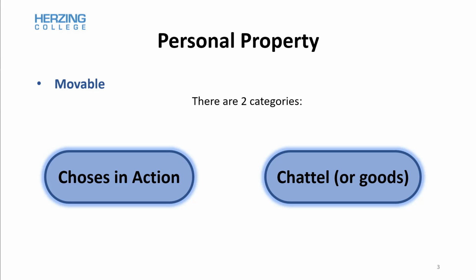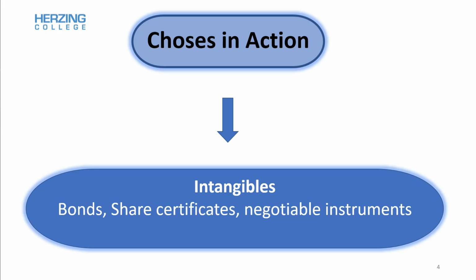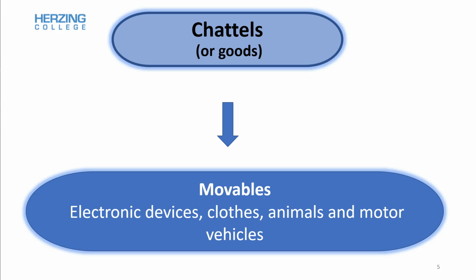Here we go. So personal property is certainly movable. There are two categories: choses in action, which we did last class, and chattel or goods. Choses in action are intangibles, that means they are not solid. They are bonds, share certificates, or negotiable instruments. Versus a chattel, well, here you have electronic devices. It could be clothes, animals, and even motor vehicles.